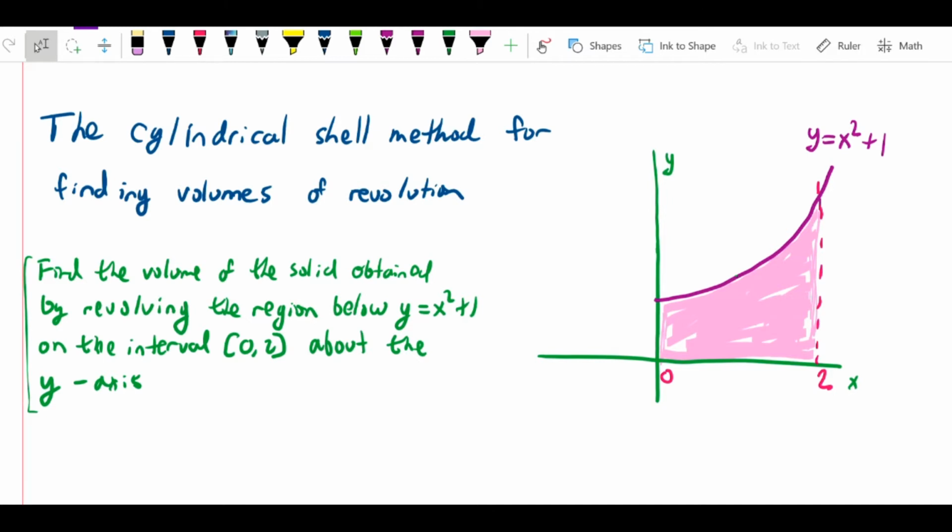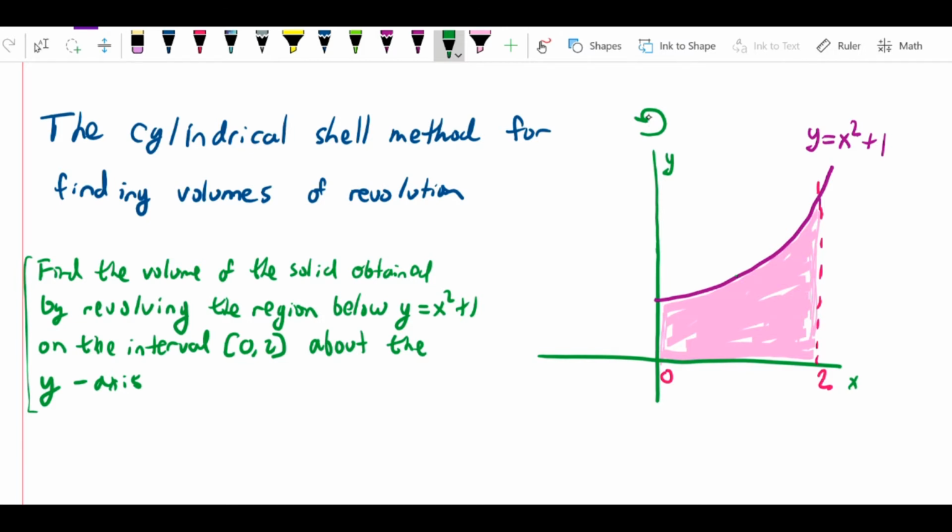And because we're still just dividing it into different little pieces, we're going to add them up and still get the same sort of volume. But the pieces are going to have a different shape, and those shapes are going to look like cylinders. So let's suppose that we want to find the volume of the solid obtained by revolving the region below the curve y equals x squared plus 1 on the interval 0, 2 about the y-axis. So I'm revolving it around the y-axis.